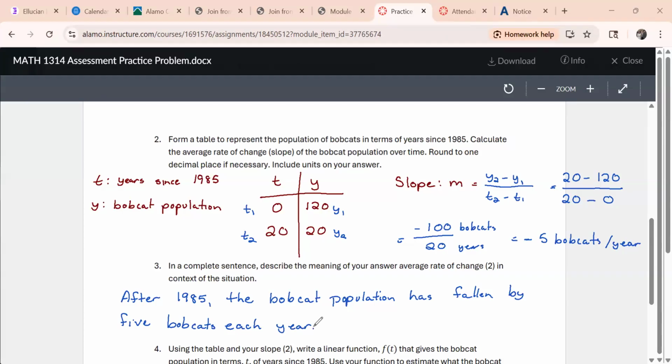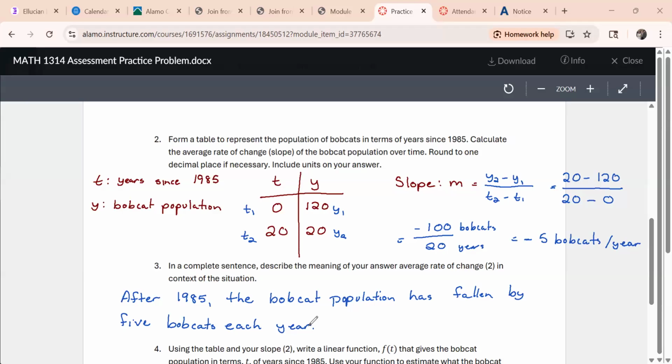So some variety of that would be perfectly fine. So it could be the Bobcat population is declining by 5 Bobcats every year after 1985. But it's important to state that we know this is happening after 1985, and we're losing 5 Bobcats each year. So as long as your sentence is capturing those two points, then you're good.